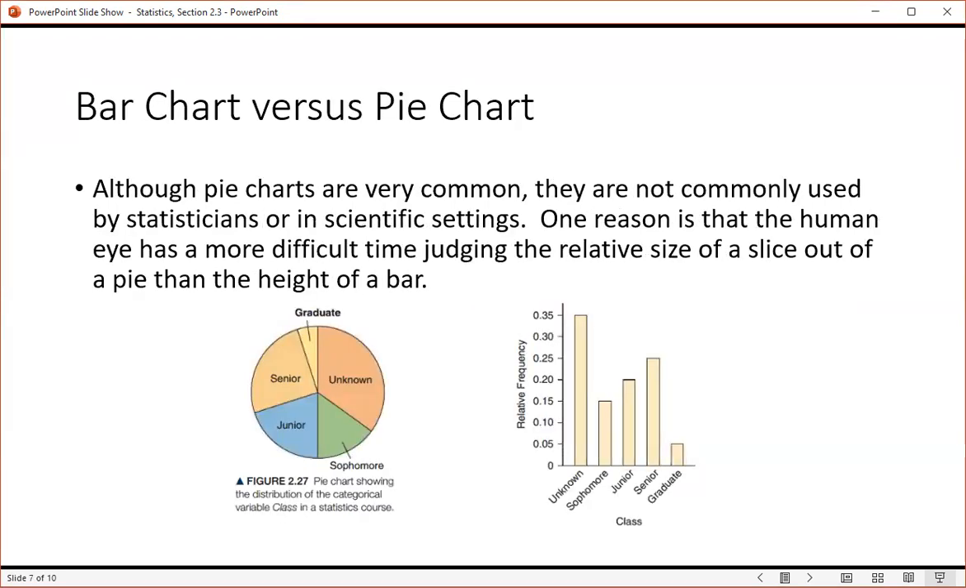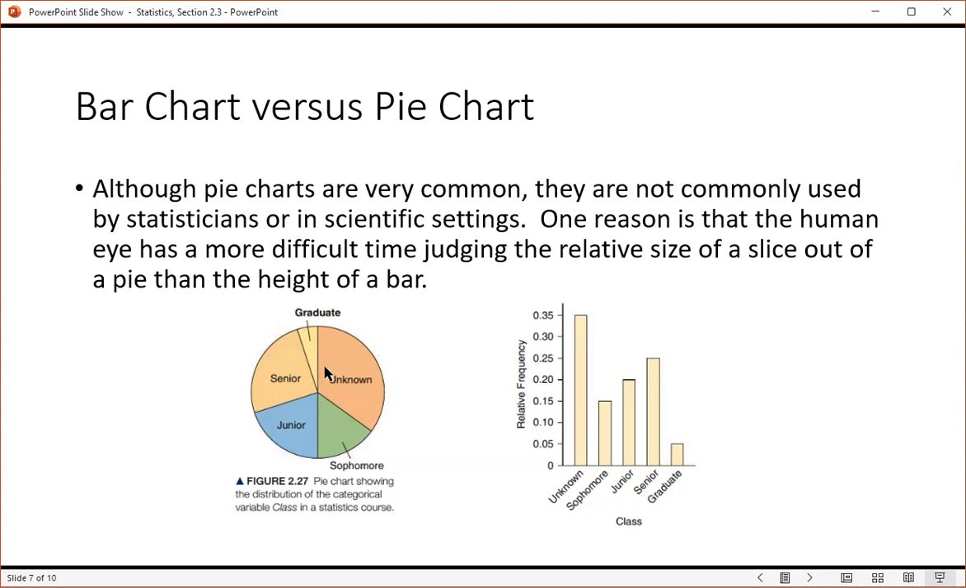Right, so if we're going to compare the two, although pie charts are very common, they are not commonly used by statisticians or in scientific settings. Why is that? One reason is that the human eye has a more difficult time judging the relative size of slices of pie than the height of bars.